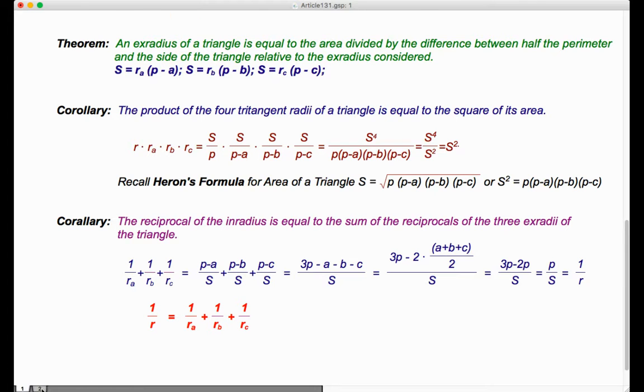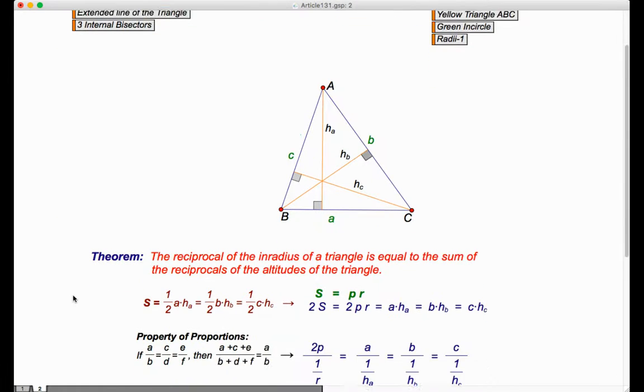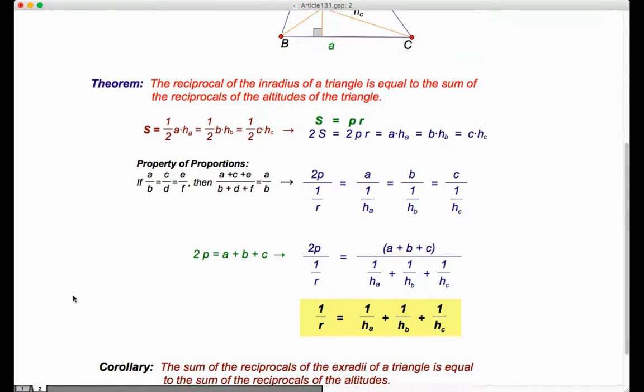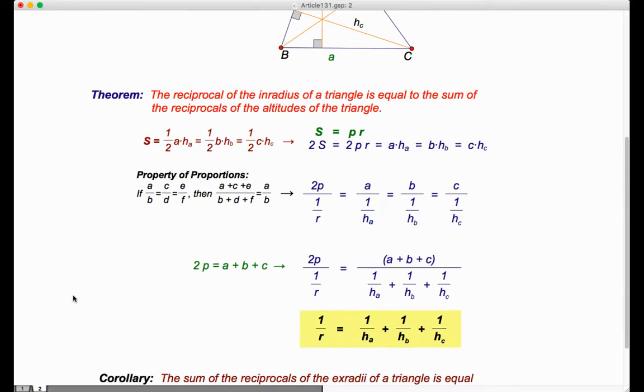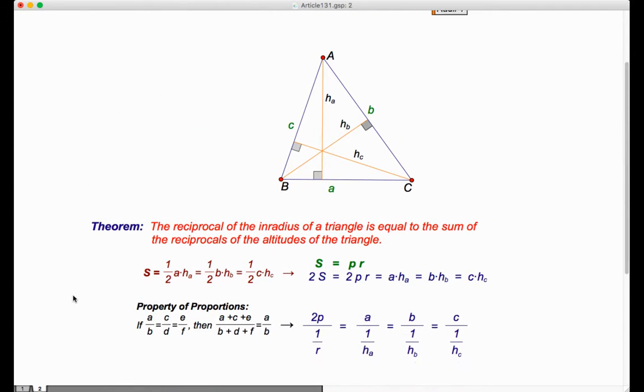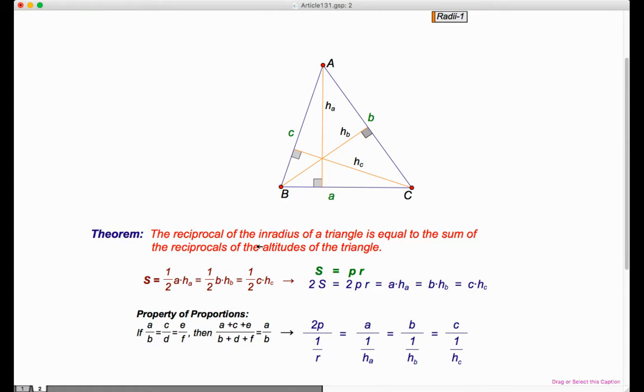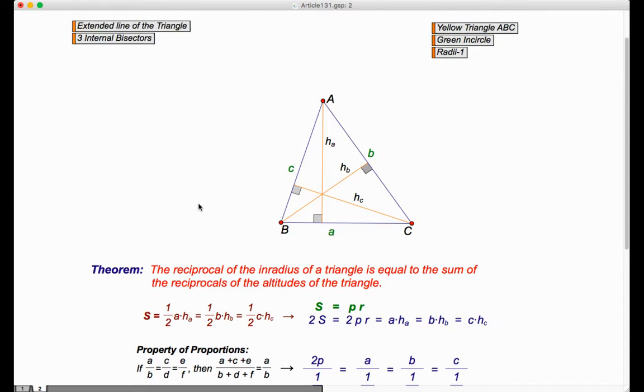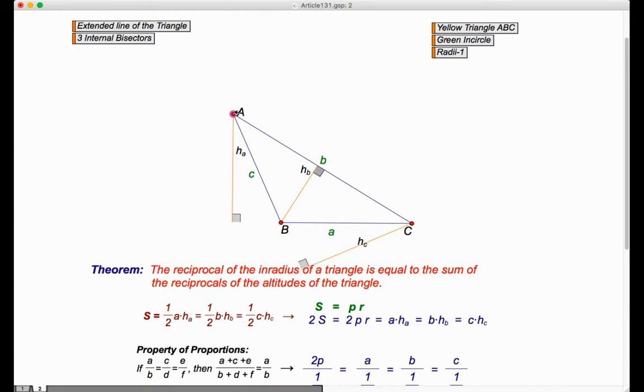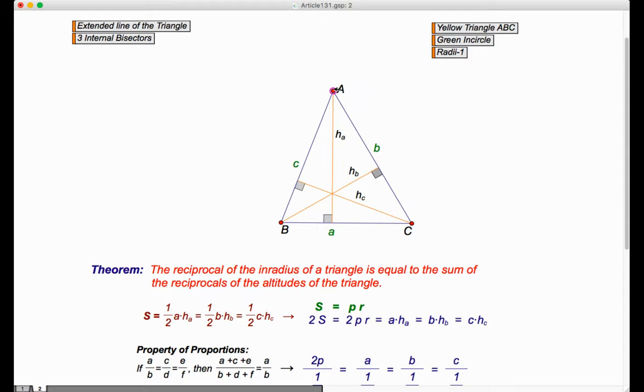And we have two more, one is a theorem and one is a corollary, and this is just very easy. The reciprocal of the inradius of a triangle is equal to the sum of the reciprocals of the altitudes of a triangle. So this time I had to introduce the three altitudes of a triangle. The altitudes could be outside or inside. So let's focus on just this situation, okay?